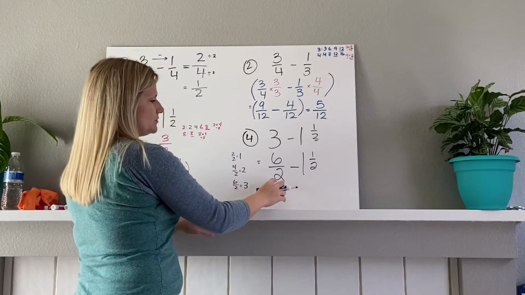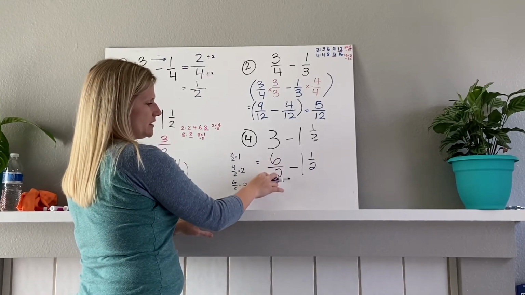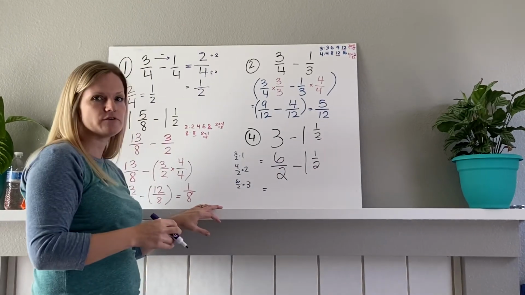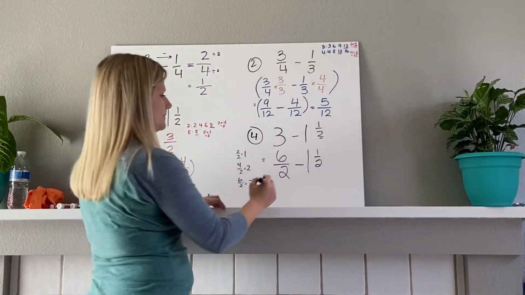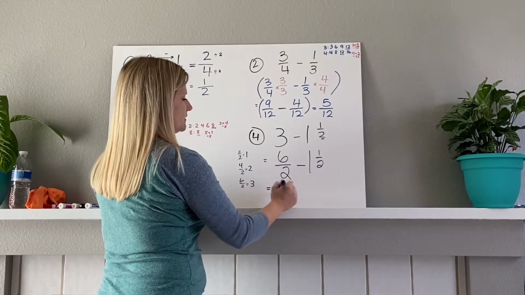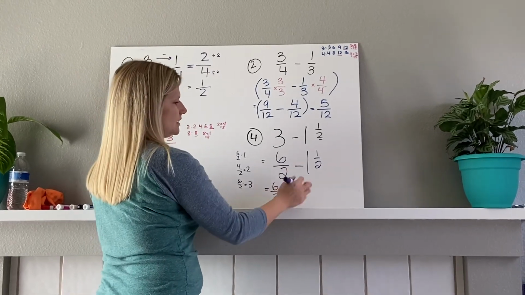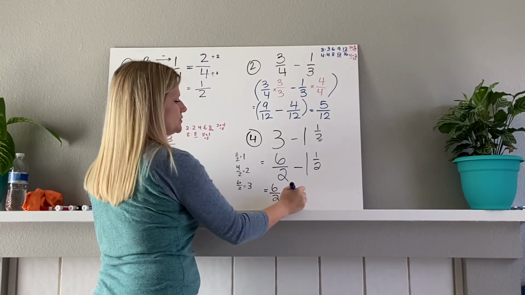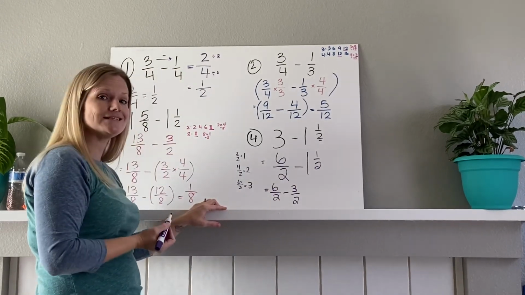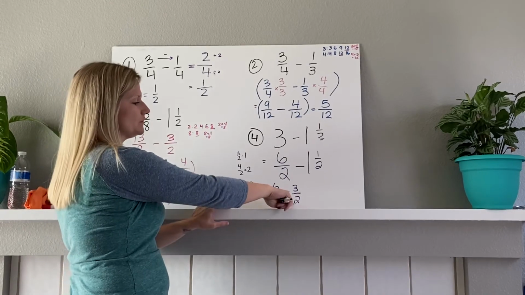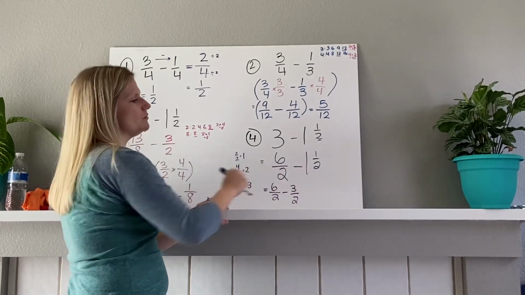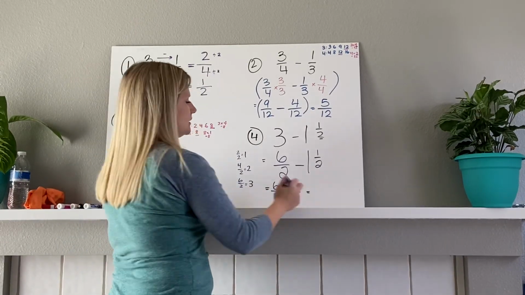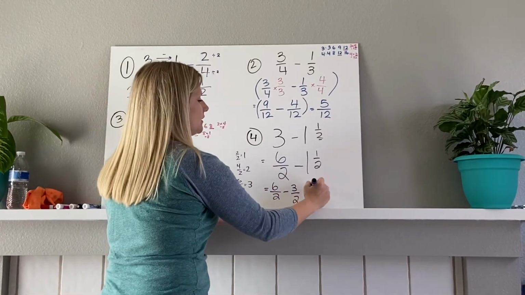So now we have an improper fraction here, and we have a mixed number here. So let's turn this mixed number into an improper fraction so we can go through and solve, okay? So we're going to rewrite our equation. 6/2 minus 2 times 1 is 2, plus 1 is 3/2, because your denominator always stays the same. So 3/2 is equal to 1 1/2. Let's go through and subtract across. So 6 minus 3 is 3.